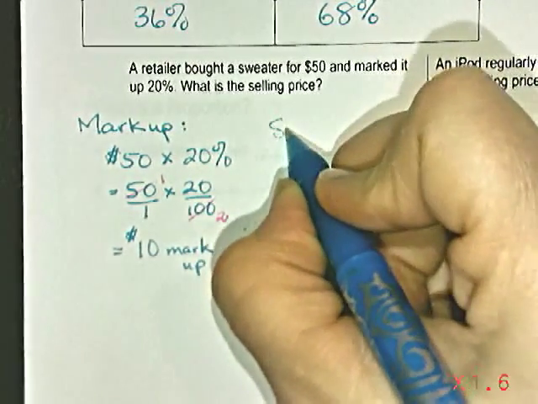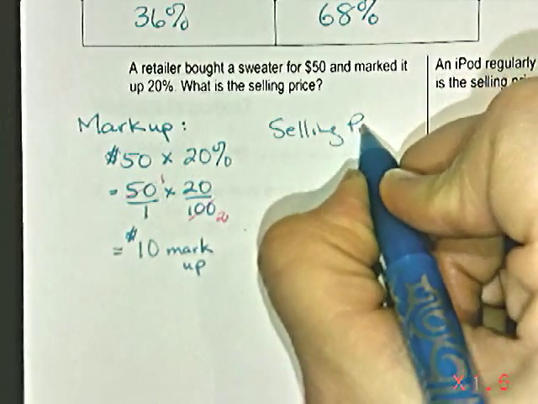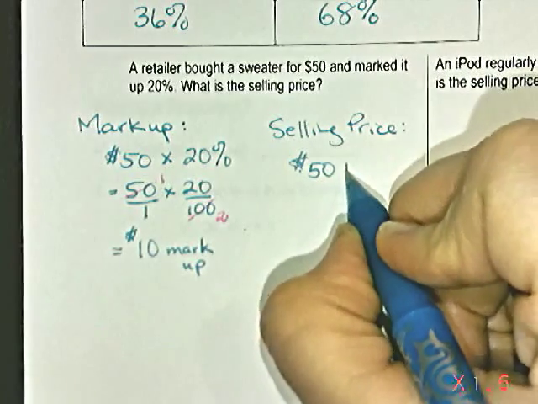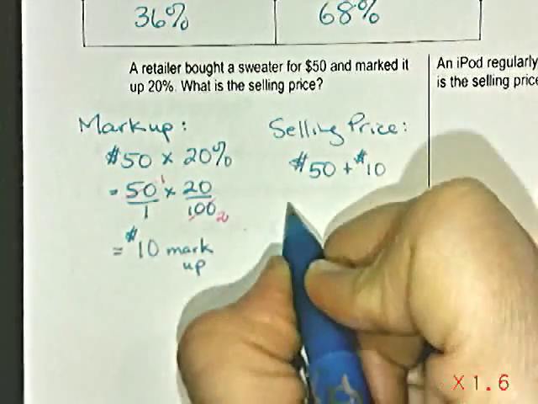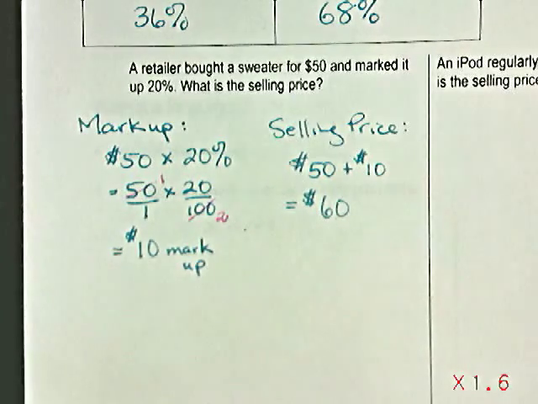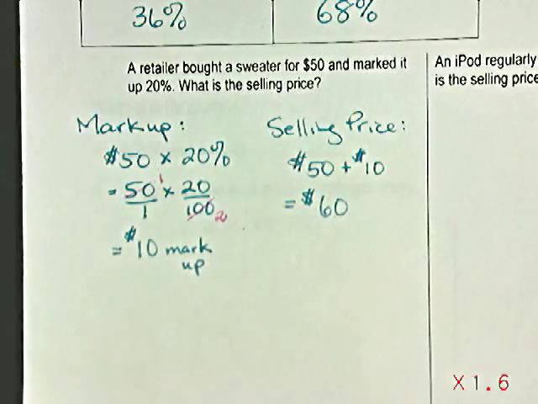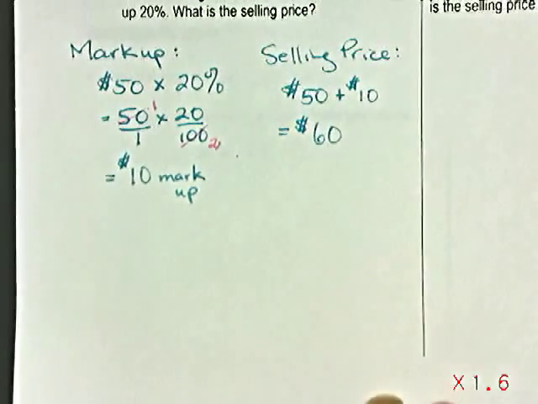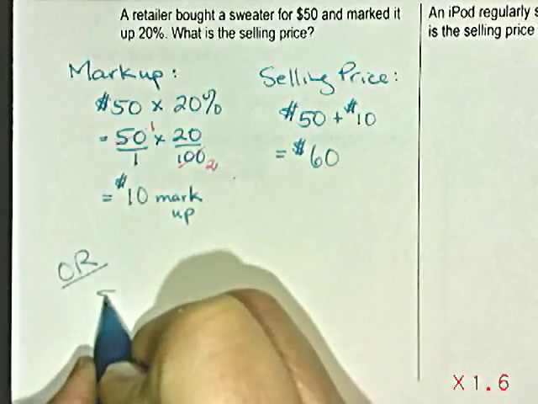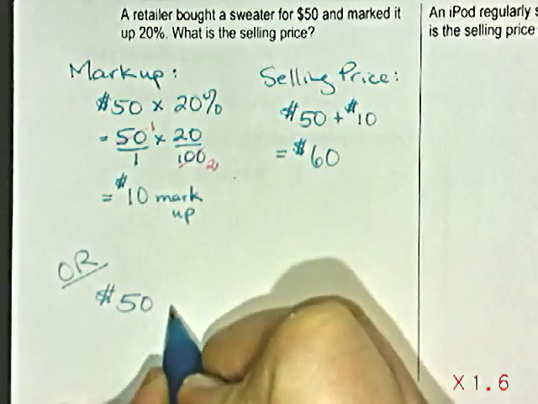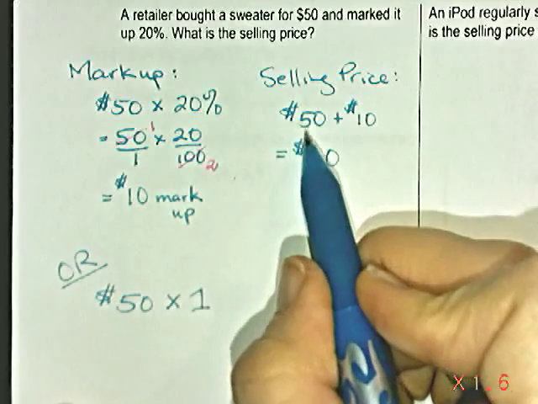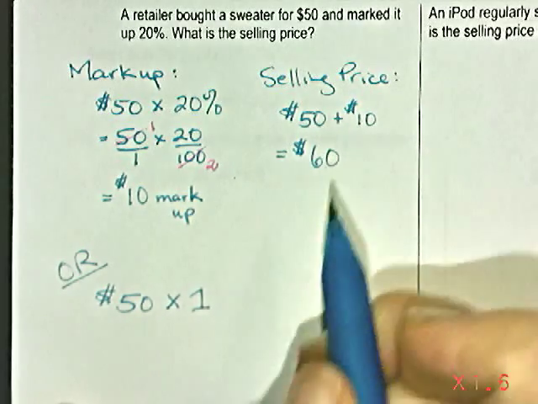If I want my selling price, I would simply take the original $50 that was paid for the sweater and add in the markup price to have a $60 price for that sweater. Now, if you don't like doing things in 2 steps, there would be a quicker and easier way to do this in 1. If we wanted to, we could take our $50 and if we multiplied by 1, then that would get our $50 in the selling price.